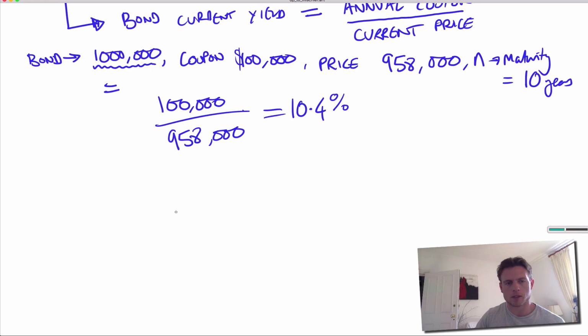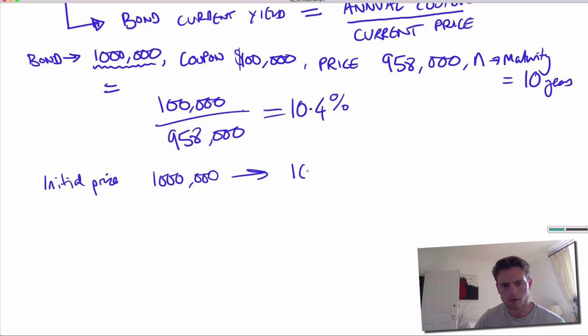One thing to notice here is that when the bond was first issued, bonds are often issued at par, meaning the initial price is 100% of the face value. So let's say the initial price for this bond was £1 million. Then the current yield at the beginning would have been exactly 10%, which is equal to the coupon rate.